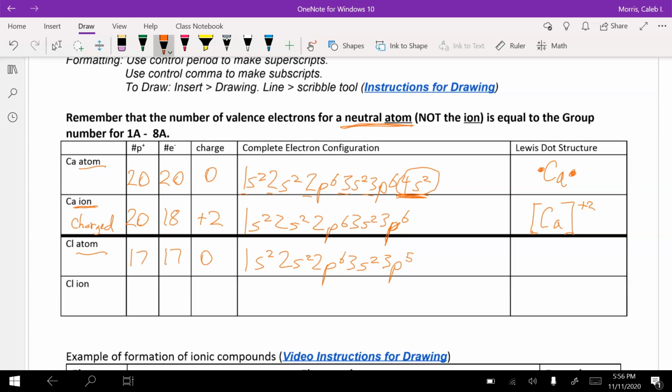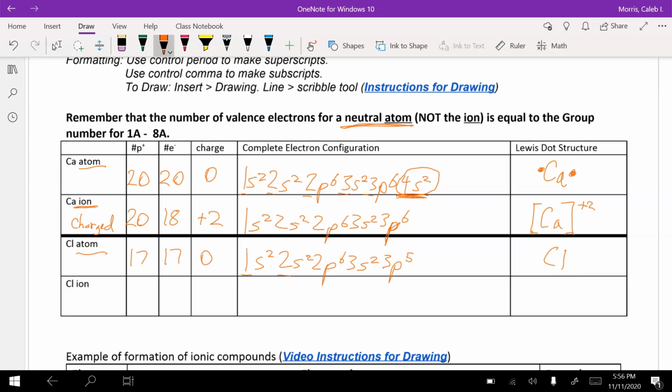If you find it on the periodic table, it's element number 17. It's in the 3rd row, the p block, and it's the 5th element over in the p block, so that's 3p5. Alright, if I want to know how many valence electrons I have so that I can draw the Lewis dot structure, I need to find my highest energy level.